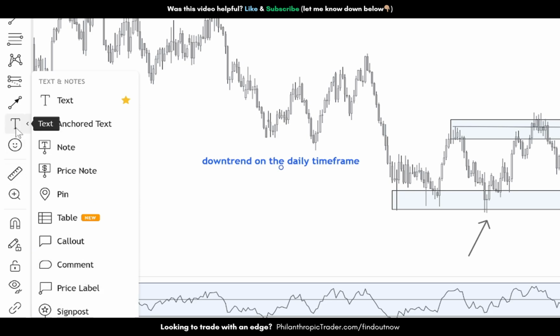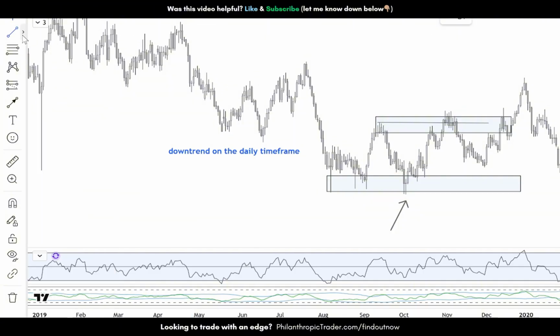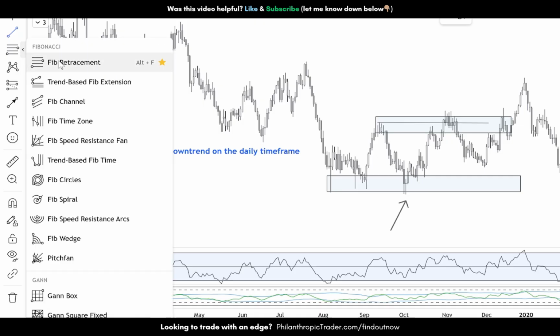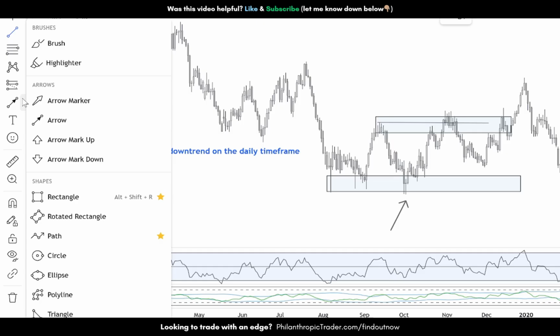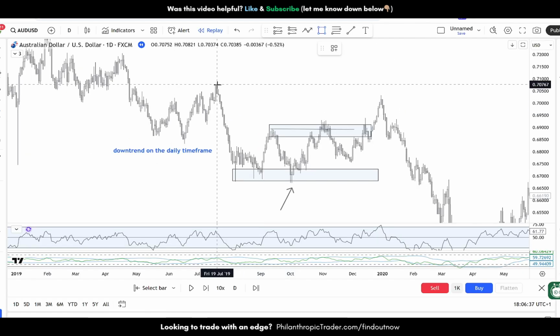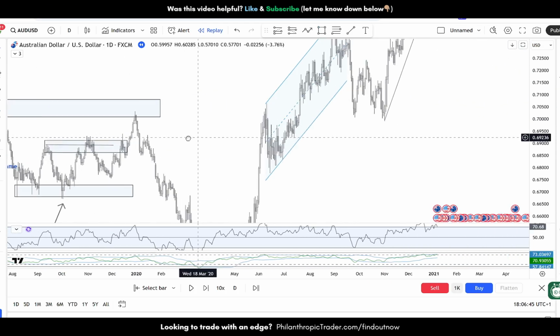But I think personally I use the trend line that I showed you earlier, and I also use the Fibonacci sometimes, not that often, but I do use it. And over here we have the rectangle. These are basically the indicators, the tools that I use when I use TradingView.